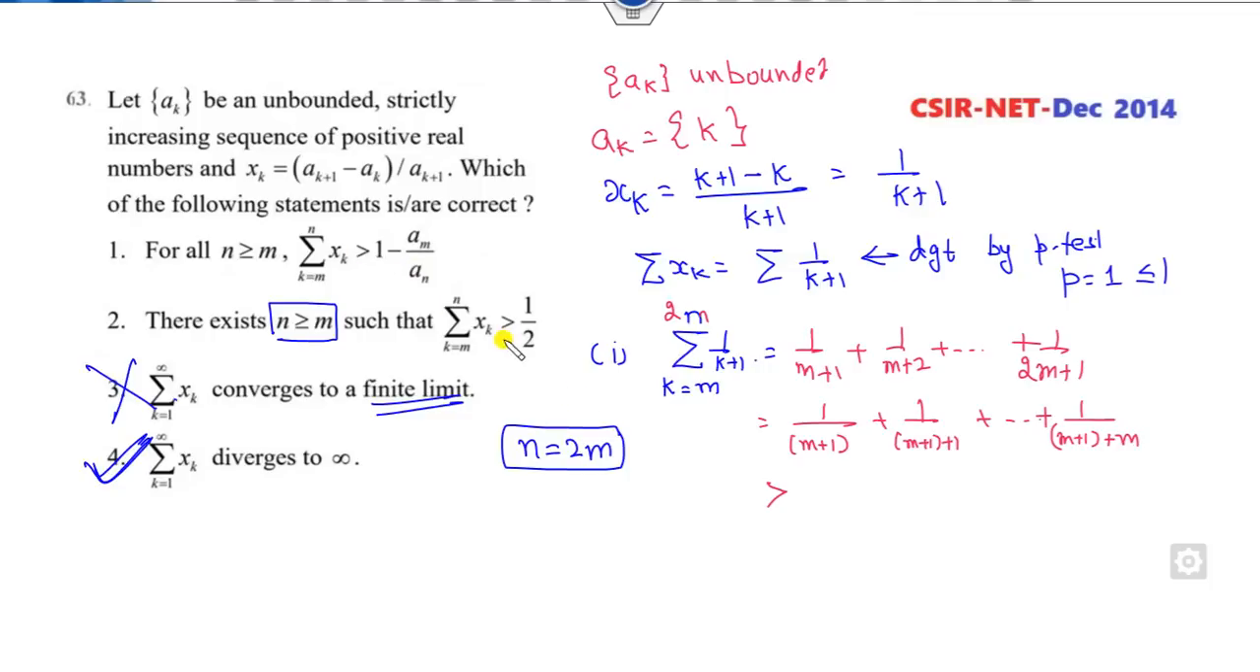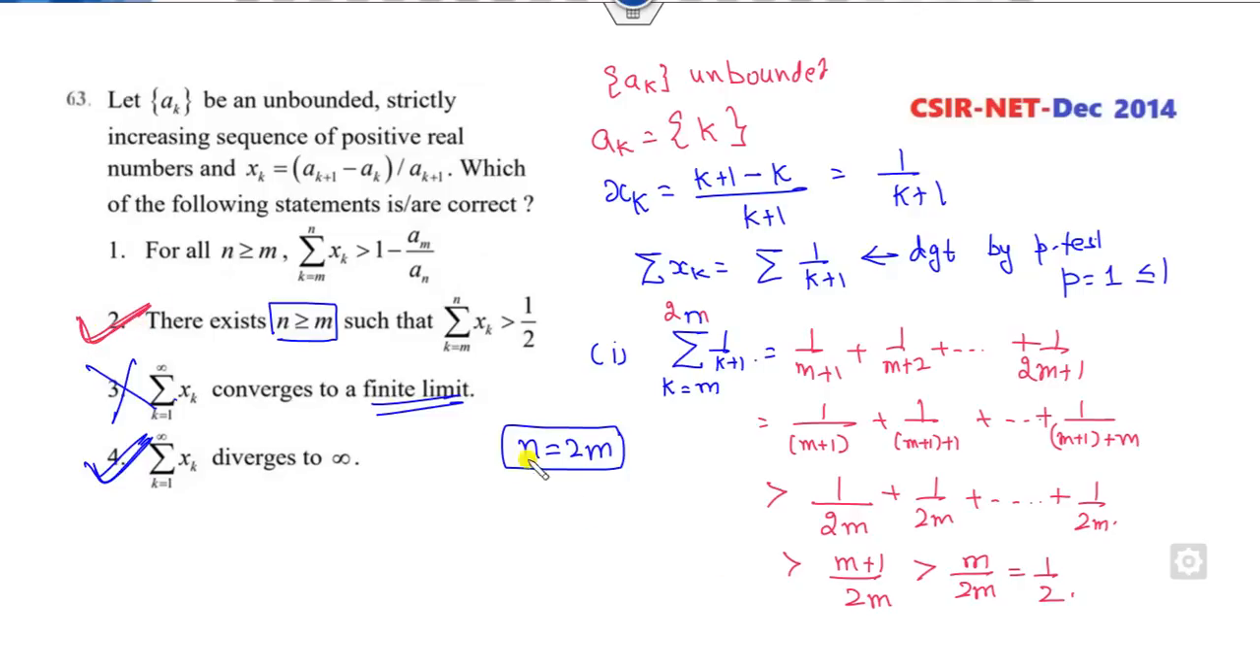Now I need a greater than sign. How can I get greater than? Yes, anybody can, this is greater than. I can take the denominator as less than. It is my 1 over 2m, and the last term is also here. So how many terms are there? m terms, so m over 2m, which is greater than m over 2m, which is nothing but my half. So this option is the correct option.